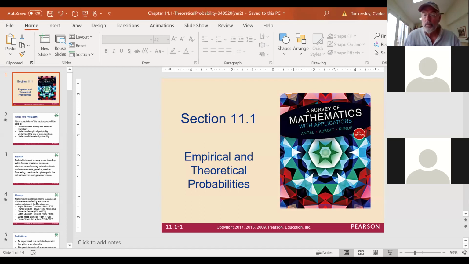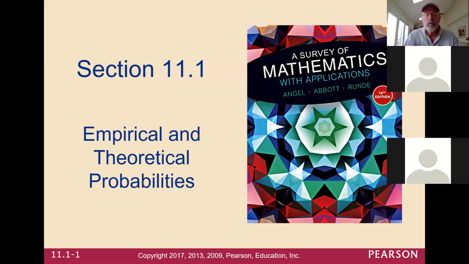All right, so I'm going to use the full screen so that I can manipulate the slides. Okay, so this is the first section of chapter 11, and we're going to get into ideas that go along with probability.